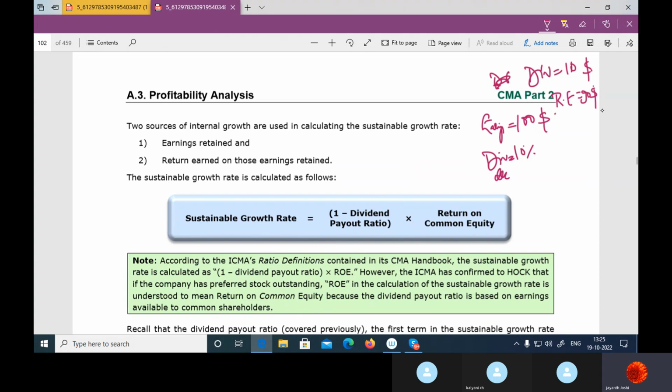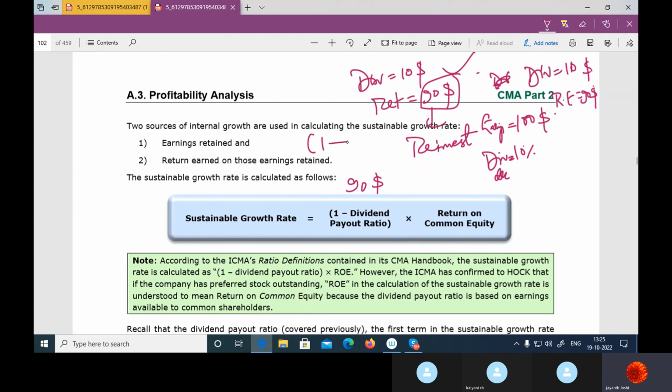Yes, sir. Carry on. Yeah, the company has declared a dividend of 10%. So the company is paying a dividend of $10 and has retained $90. What would the company do with this retained earnings? They will reinvest. So $90 is the retained earning. You can find that out with this formula also: 1 minus dividend payout ratio. The dividend payout ratio is how much? 10%. Am I right? Yes.